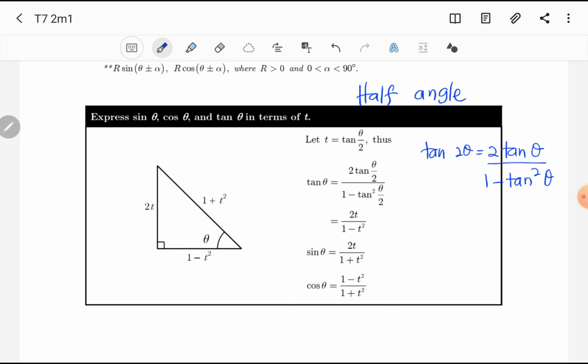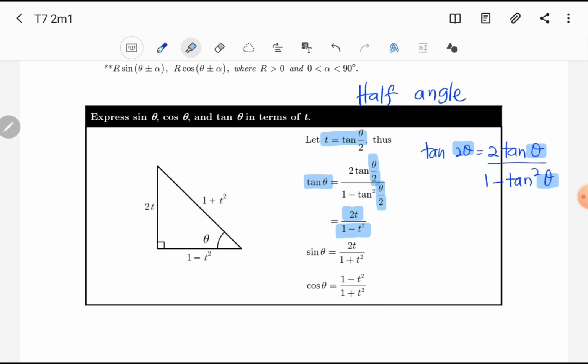Kita tak nak 2 theta lah. So sini kita akan ubah tangent theta. Kalau tangent theta, dia akan jadi 2 tangent theta over 2 over 1 minus tangent square theta over 2. And then we have tangent theta over 2 equal to t. So kita akan replace, dia akan jadi 2t over 1 minus t square.